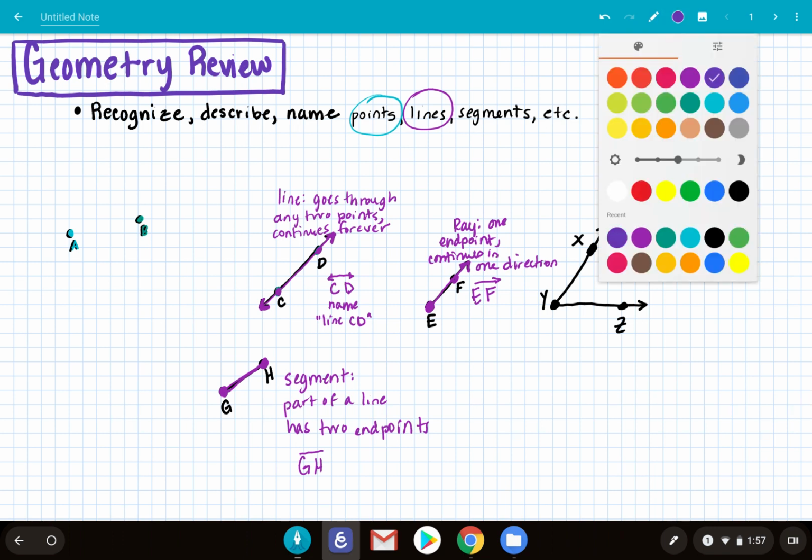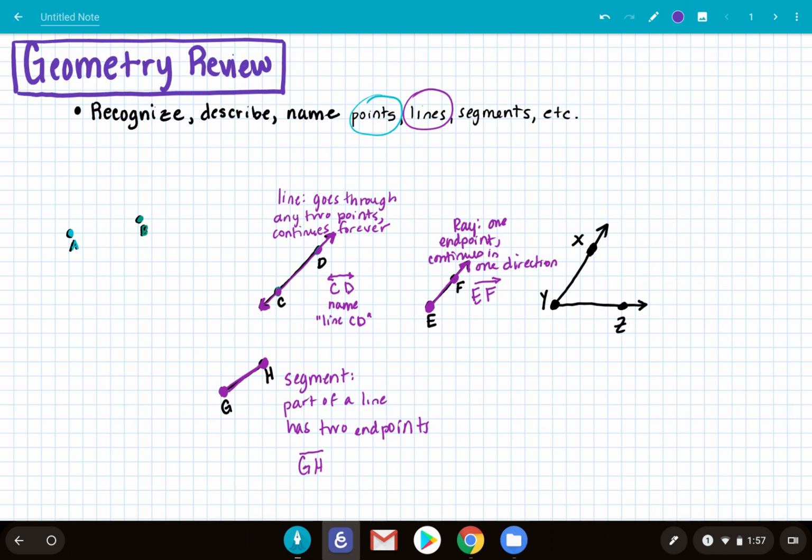And then our last and most important figure that we need to go over is the angle. This angle here has at least 3 points on it. An angle is going to have a vertex, and the vertex is going to be this point that you see where the angle basically is 2 rays that are put together. So this vertex Y, if you look, you have a ray YX and you have a ray YZ.